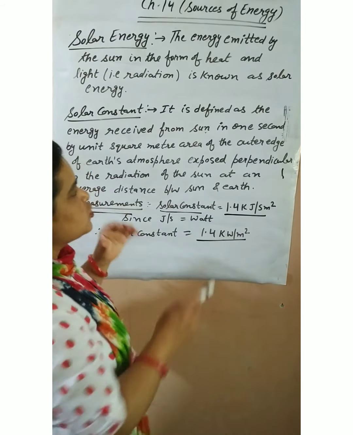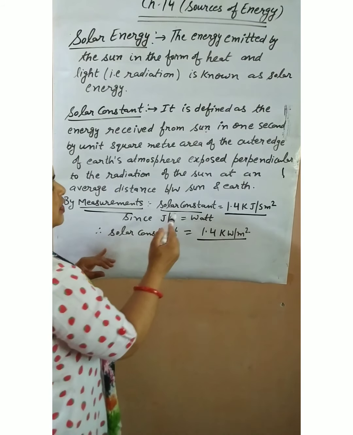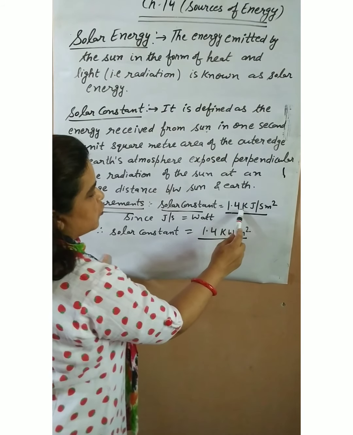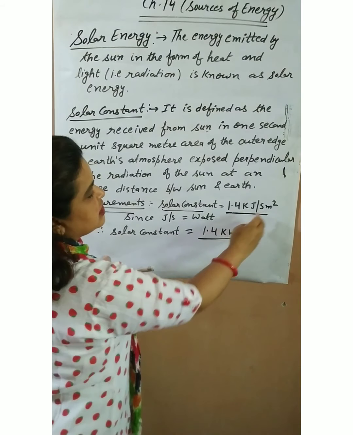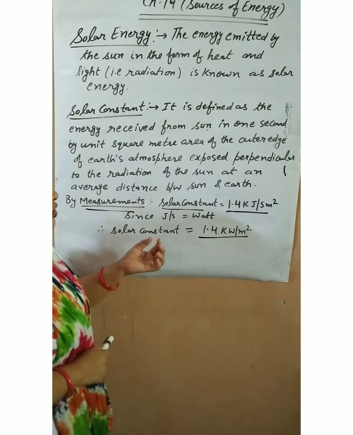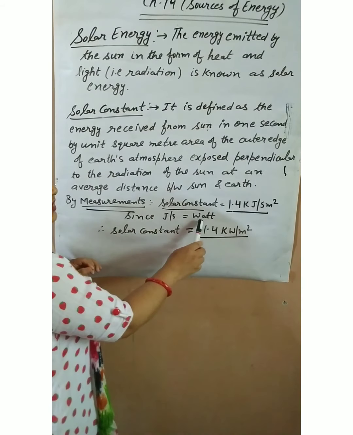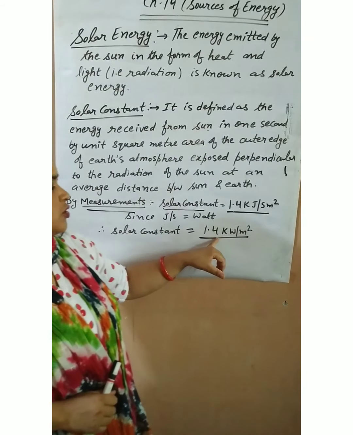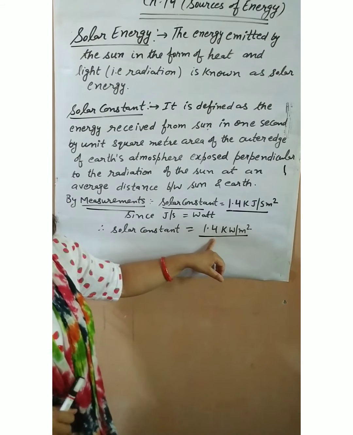Using this definition, scientists calculated the solar constant value as 1.4 kilojoule per second per meter square, meaning 1 meter square area in 1 second receives 1.4 kilojoule energy. And joule per second is what? Watt. So the solar constant is also 1.4 kilowatt per meter square.